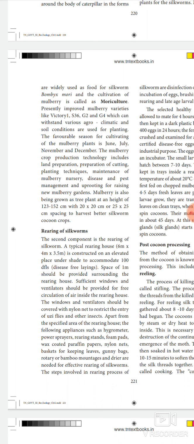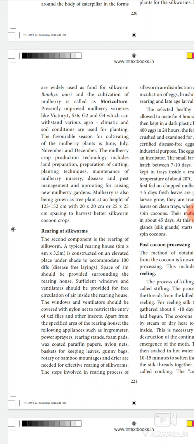The mulberry crop production technology includes land preparation, cutting, planting technique, maintenance of mulberry nursery, disease and pest management, and uprooting for raising a new mulberry garden. Mulberry is also grown as a tree plant at a height of 123 to 152 centimeters with 20 by 20 centimeter or 25 by 25 centimeter spacing to harvest a better silkworm cocoon crop.